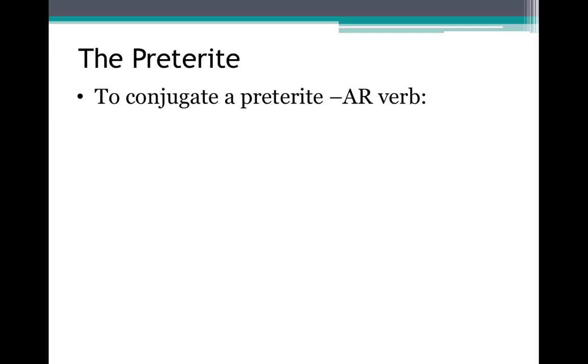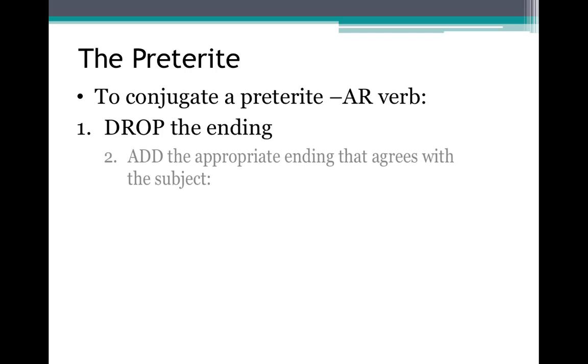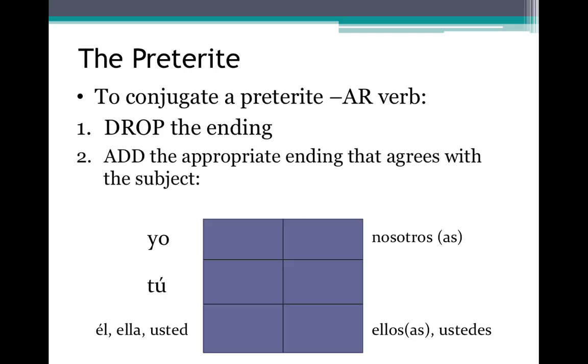Think preterite, at the very beginning of the year. Do you remember them? What are they? A, aste, o, amos, aron. You're going to drop that ending, and you're going to add those on. So we have a, aste, o, accented in the yo form and the he, she form, amos, and aron.